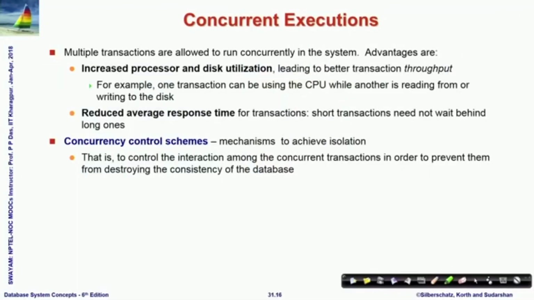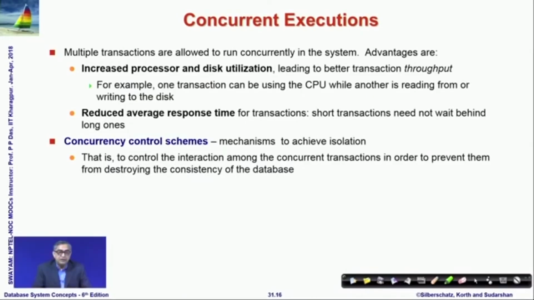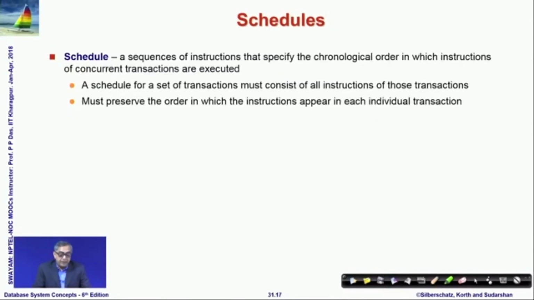Naturally, we need to do this in a controlled manner, so that we ensure that the consistency of the database and the ACID properties are maintained. So, for doing this we create what is called a schedule. A schedule is a sequence of instructions that specify the chronological, or time-wise, order in which instructions of concurrent transactions are executed.